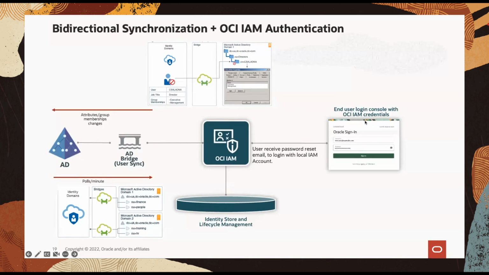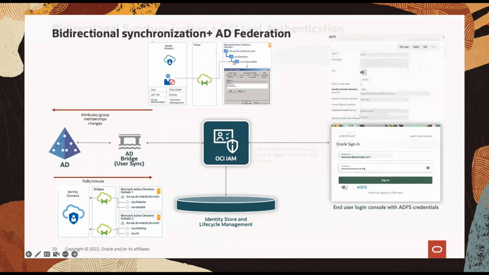They will receive an OCI IAM password reset recovery email, and with the help of that, they can log into the IAM as local IAM users, right? Instead of using the Active Directory credentials. So this is one scenario. And another scenario is with the federation service.